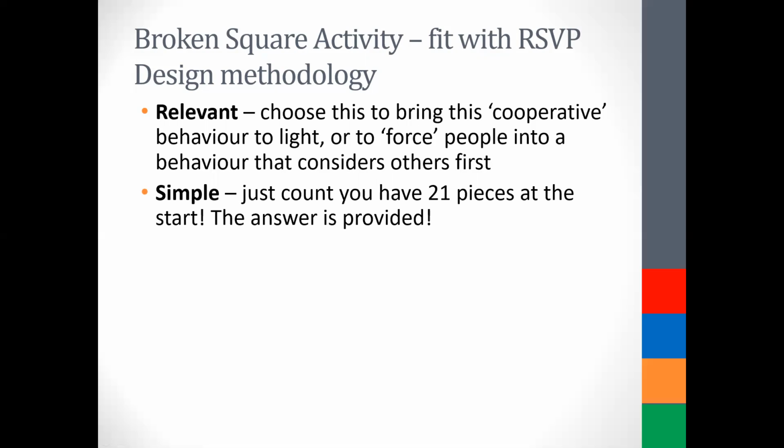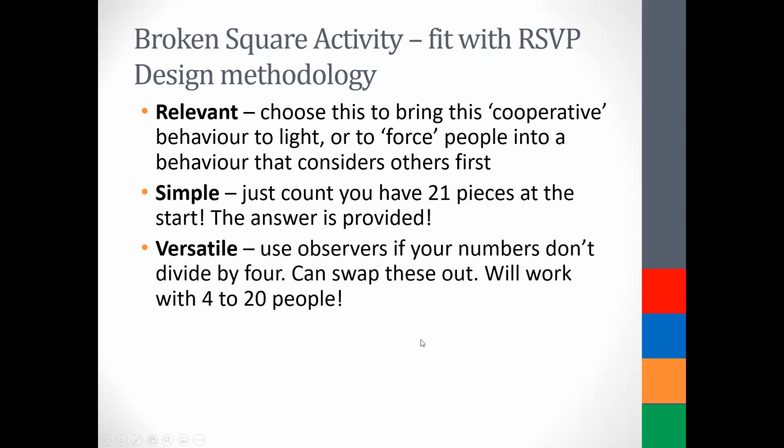The S in SIMPLE for us is simple to facilitate. So just as I did there, once you've counted the pieces and tipped them out, it's really finished. You can provide an answer to show people that it can be done, but after that you're really just observing as you move towards a review through the activity phase. It does have some versatility, so I would suggest using observers if your numbers don't divide exactly by 4.